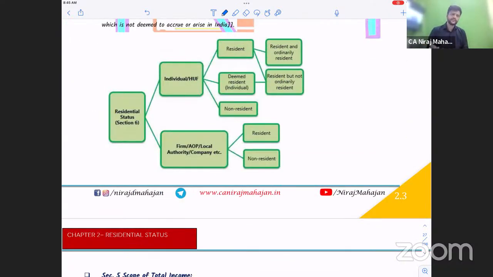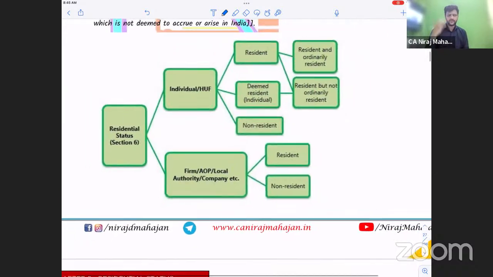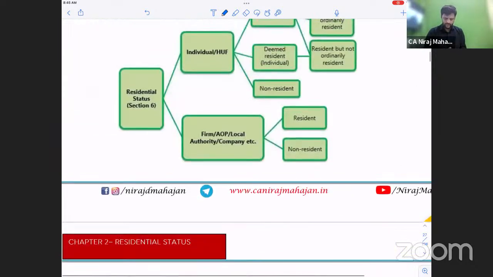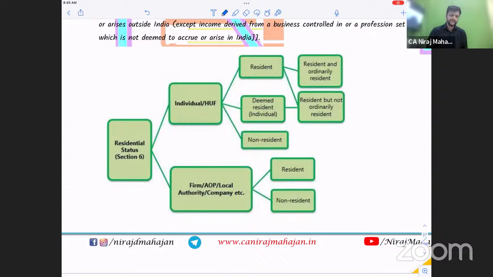Same thing is given over here, but just another diagram. The first diagram was about the entire chapter. This diagram on page 12, 2.3, is mainly about individuals. For an individual, what do you have? Resident and non-resident. And we have one more concept of deemed resident. In resident, what do you have again? Ordinary resident or not ordinarily resident. Clear till here? We'll go ahead, everybody.